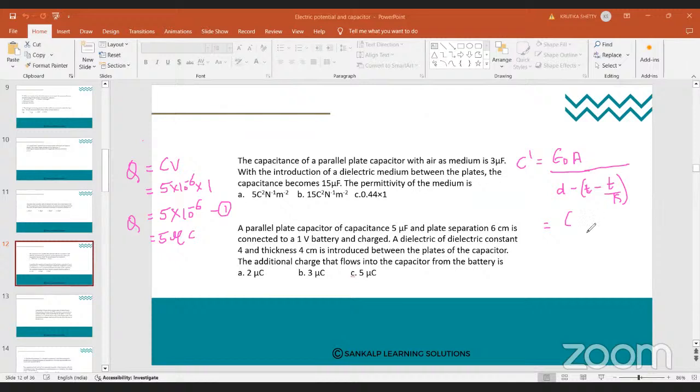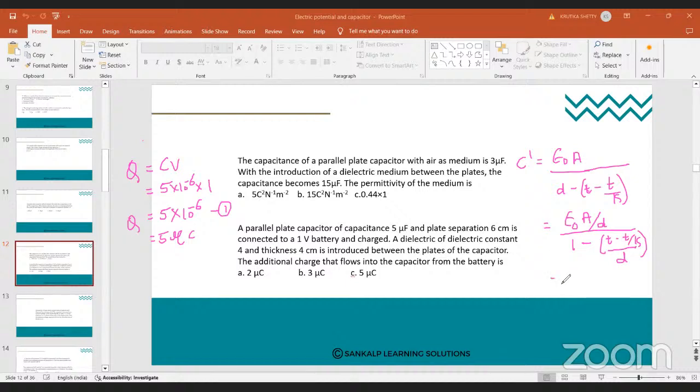Okay, so now if we simplify this here, this is epsilon naught into A. Whatever this D is there, I'll divide the numerator and denominator by D. So numerator alli divided by D ಮಾಡ್ಕೊಳ್ತೀನಿ, denominator alli divided by D ಮಾಡಿದಾಗ, this becomes D by D is 1. So 1 minus, and inside the bracket it is T minus T by K, and this whole divided by D.